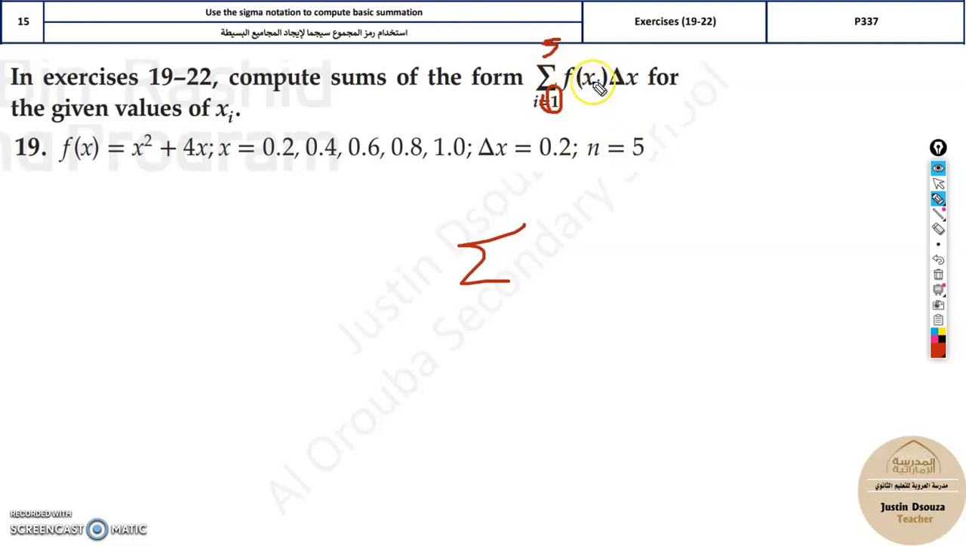The function f of xi, the function f of x will be given. Xi means, I will tell you in a while, but before that, this delta x is like a spacing, you know.